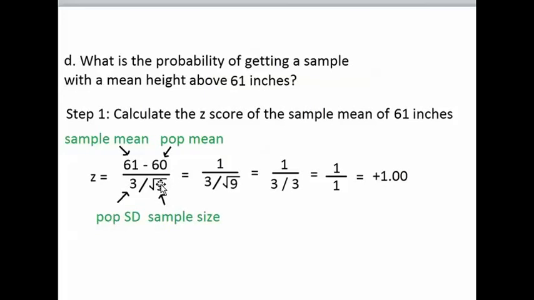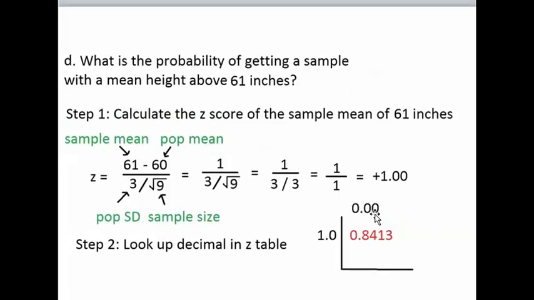And if we go through all of these steps right here, we get the z-score of the sample. We have to subtract 61 by 60 on top, and we get 1. We find the square root of 9, and it comes out to 3. We divide 3 by 3 on the bottom, and it equals 1. And then 1 divided by 1 equals 1. Now that we have our z-score of 1, we can go to step 2, which is to look up the decimal in the z-table.